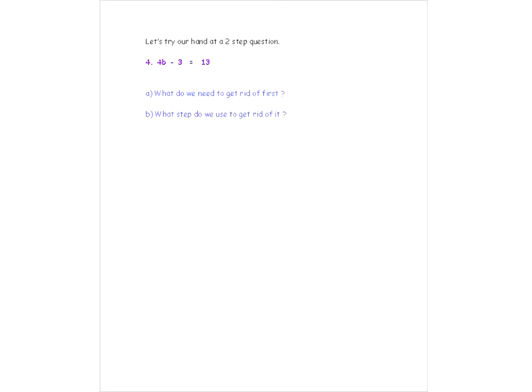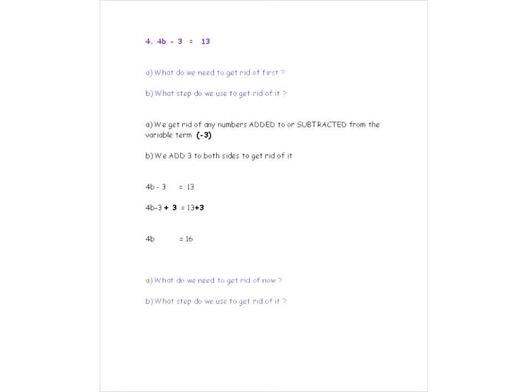All right, so let's try our hand at this two-step equation here. Look at it here, and what do you think we need to get rid of first? And what step do we use to get rid of that? Well, we need to get rid of any number added or subtracted from the variable term, which is 4b, so we get rid of the minus 3. The opposite of minus 3 is plus 3. So we have to add 3 to both sides of the equation.